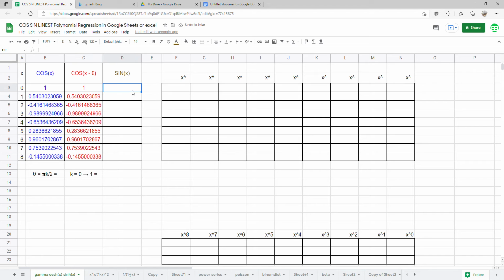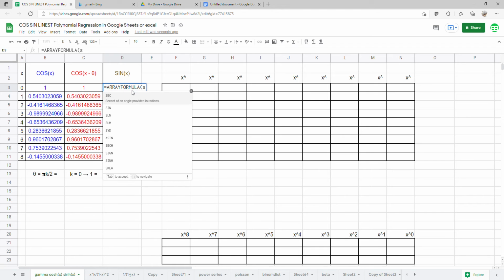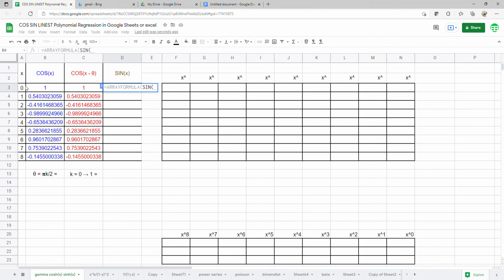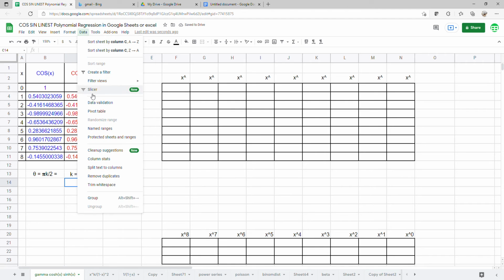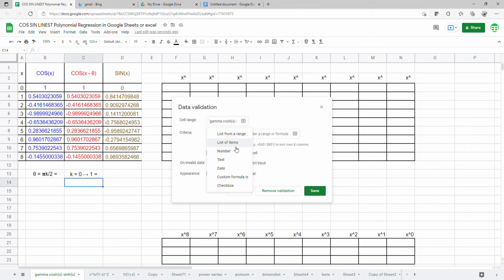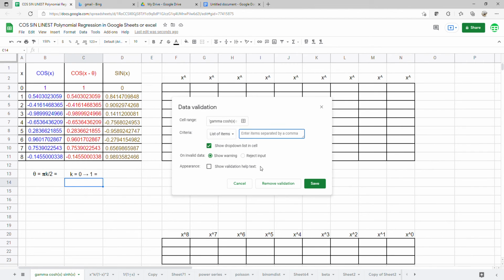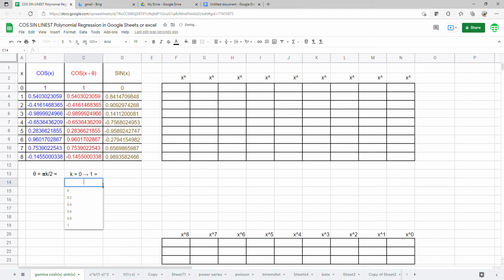and the data set of sine. So array formula, sine of the x values 0 to 8, and the value of k, which is data validation, list of items, that's 0 to 1. So we can start from 0 up to 1. We can start with 2. This will be our theta.